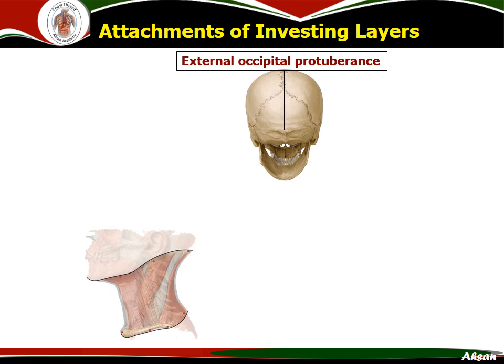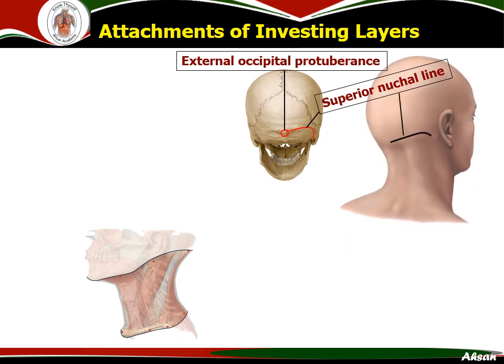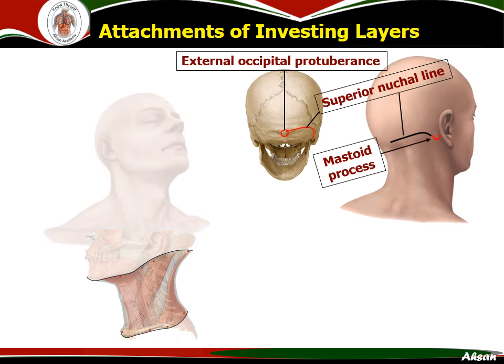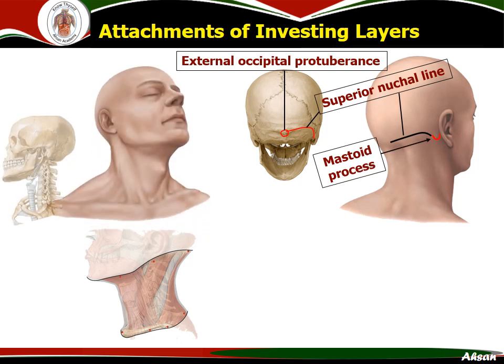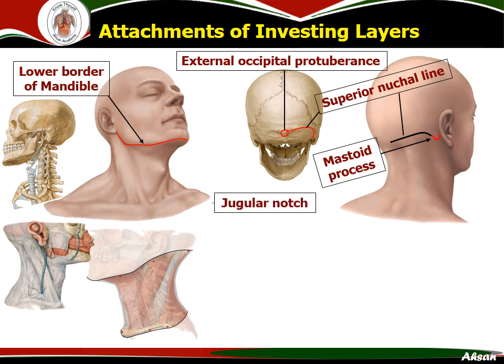This is the occipital protuberance, and a line is showing the superior nuchal line. Then you can see the mastoid process, and it is attached to this area, and if we follow anteriorly we'll get the base of the mandible, that is the lower border of the mandible up to the chin. So this is the line of attachment of the investing layer of the deep fascia of the neck superiorly.